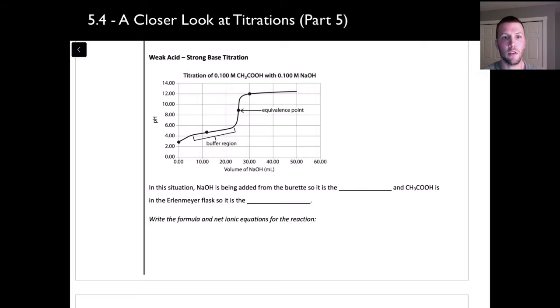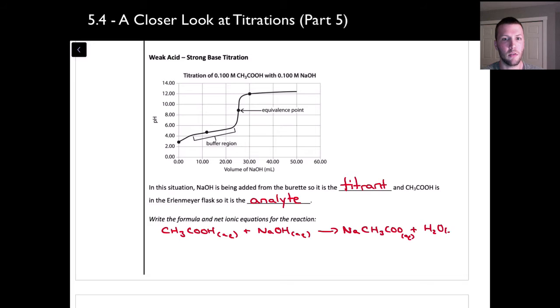So in this situation, we have sodium hydroxide being added from our burette, so it is the titrant, and acetic acid is in our Erlenmeyer flask, it is our analyte. Here is our formula equation. Acetic acid plus sodium hydroxide yields sodium acetate and water. Notice the single arrow. Because sodium hydroxide is a strong base, it is driving this reaction to completion.